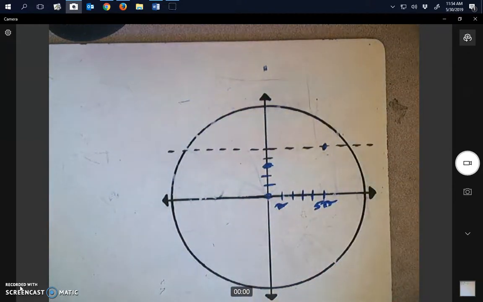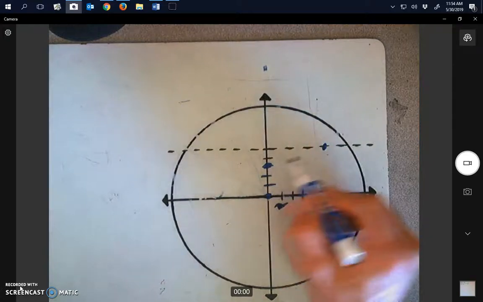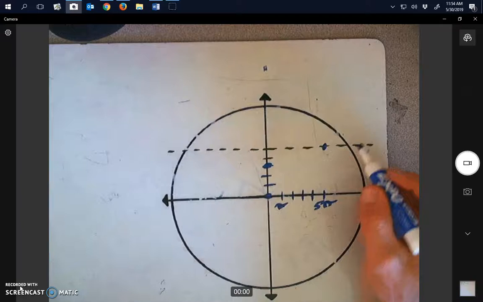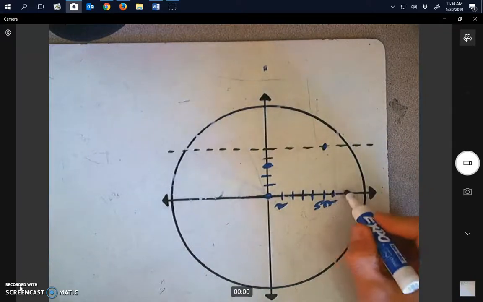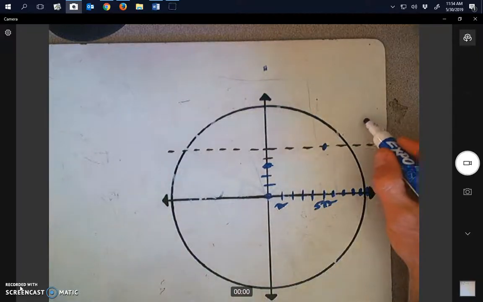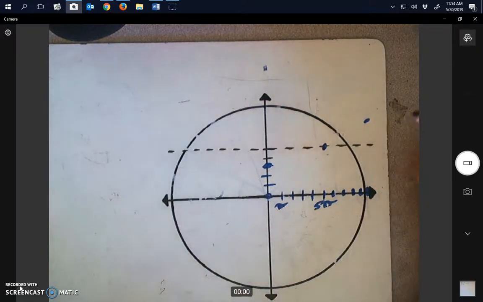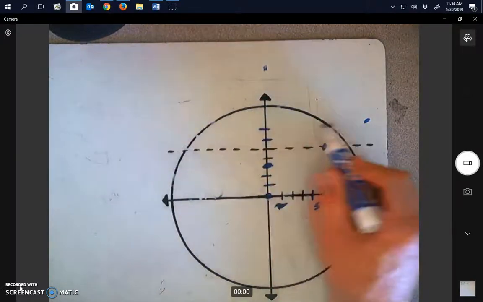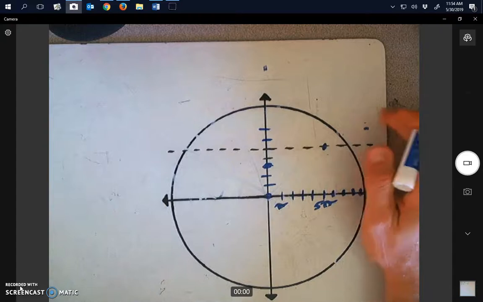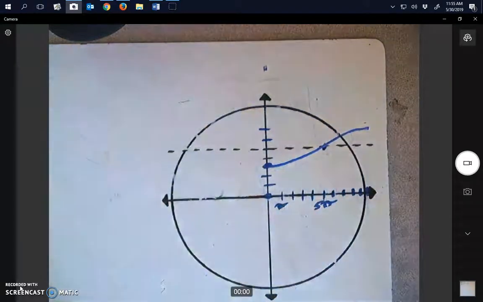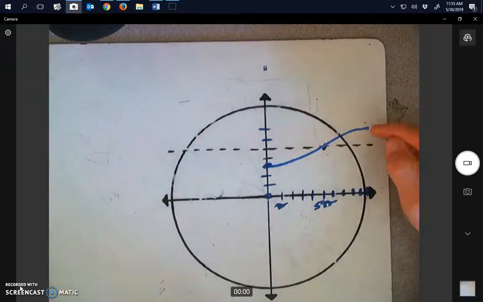5π. So minimum point, midline, and then the maximum point would be at 10π. So if you go 6, 7, 8, 9, there's 10. There's our maximum point. And we know our maximum point is going to be how many more? 1, 2 above. So 1, 2 above. Maybe I should lower that a little bit. Okay, so minimum point, midline, and we moved in our maximum point.